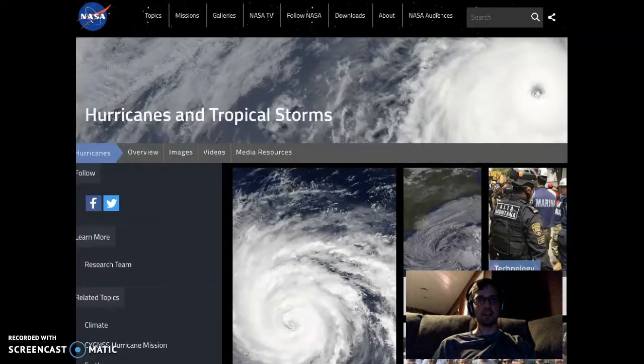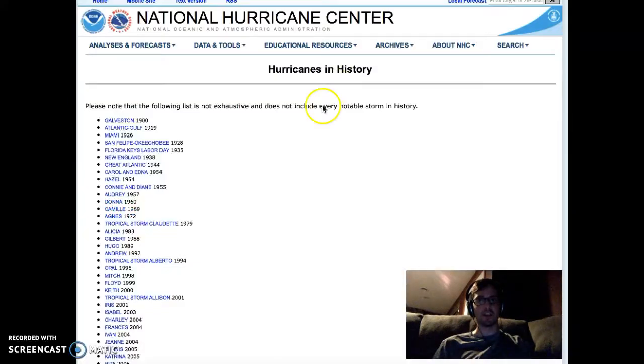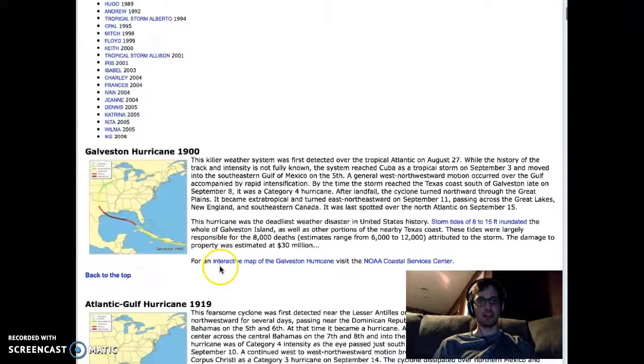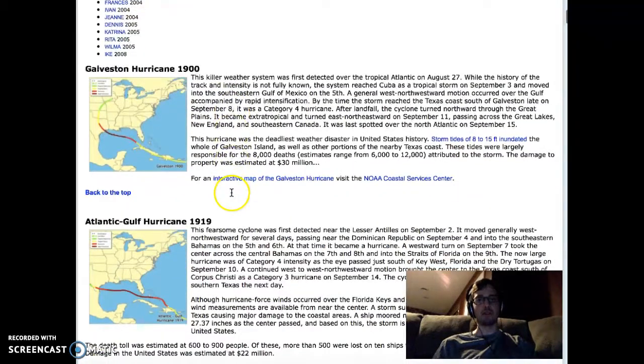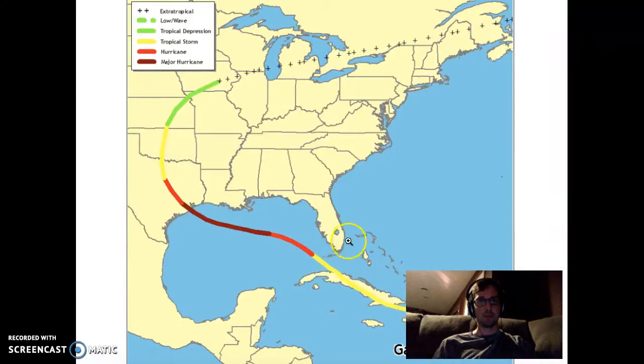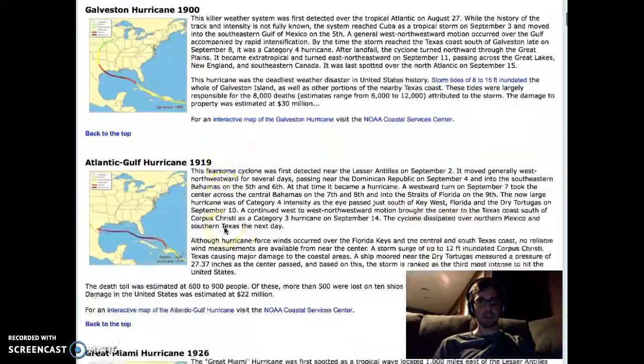I'll be mainly using the National Hurricane Center, the Hurricanes in History. This is where I'll be getting a lot of my information from and pointing students in this direction so they can map out their hurricanes. This one's the Galveston one in 1900. So this is just an example of my lesson.